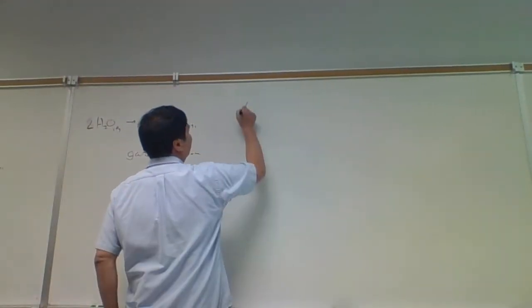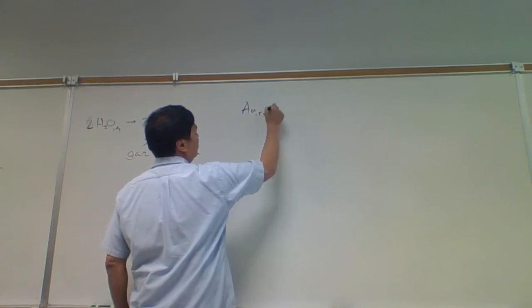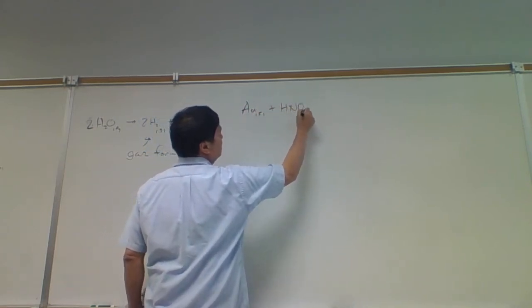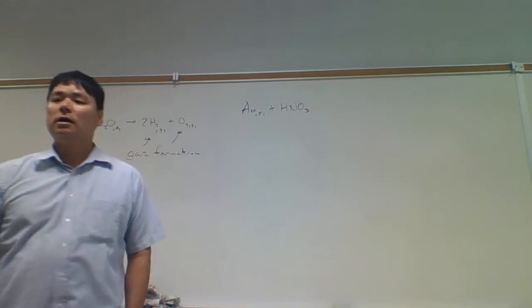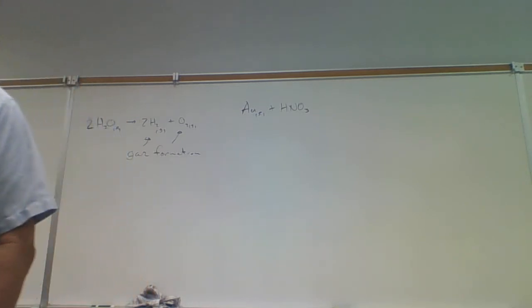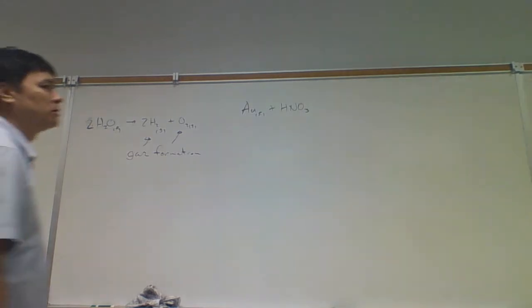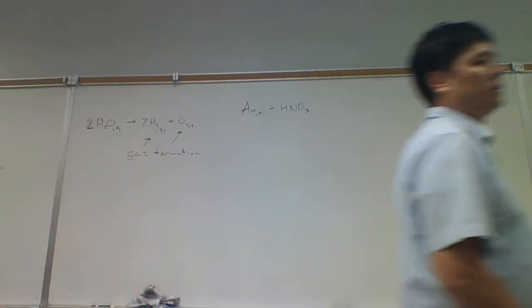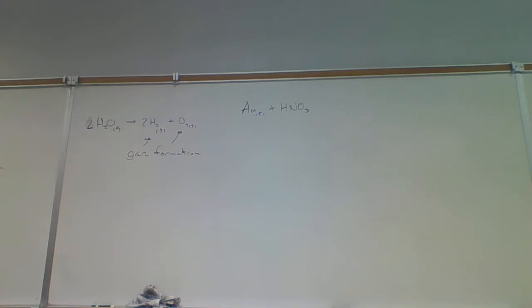I'm going to take gold. I'm going to try to dissolve gold in nitric acid. Let's see if it dissolves in nitric acid. This looks like a single replacement type reaction, but single replacement would be wrong here because nitric acid is an oxidizing acid. Nitrate is a more powerful oxidizer. And so let's figure out how we're going to solve this.